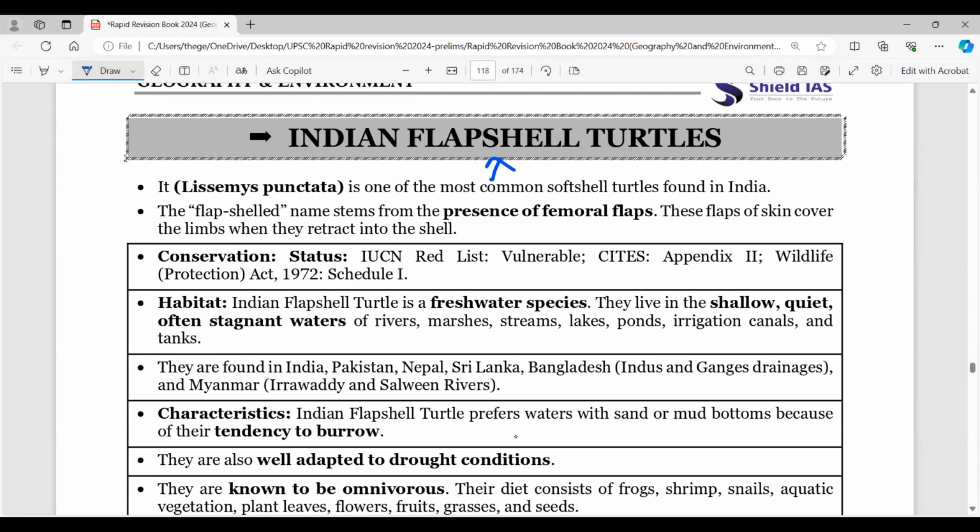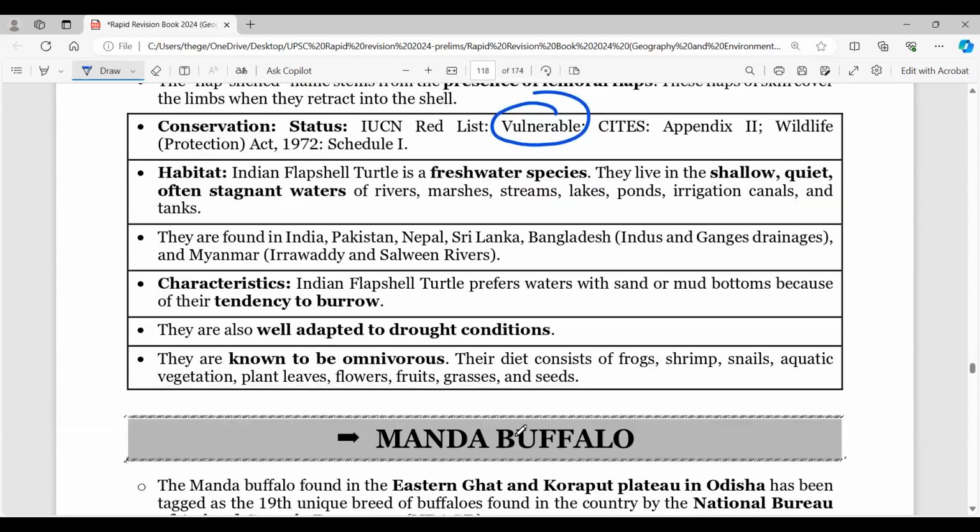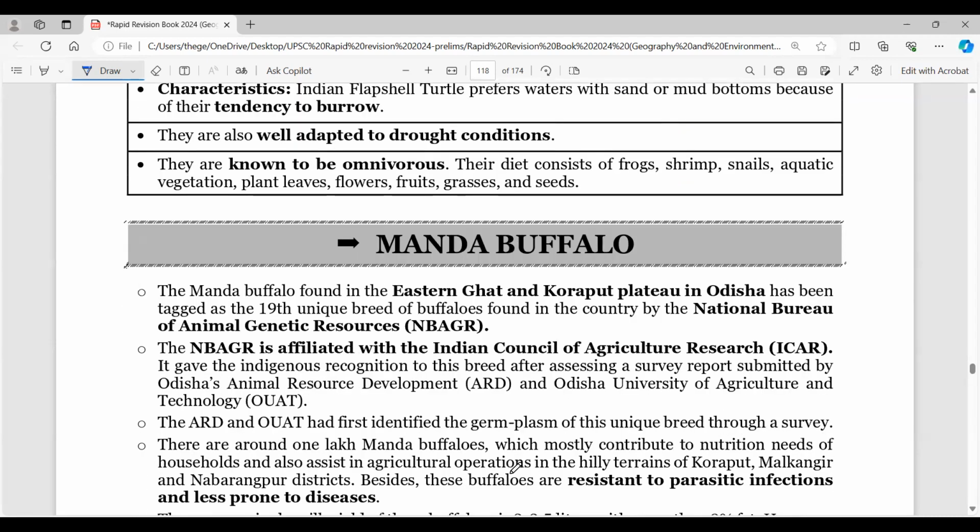Okay, so this is important again because of the IUCN Red List vulnerable here. If you observe under Wildlife Protection Act 1972, Schedule 1 category. So very important. And also it is a freshwater species, shallow and quiet. Right, if you observe in Irrawaddy, Salween rivers, in Indus and Ganga, it is found. And this is important that it is also omnivorous here.